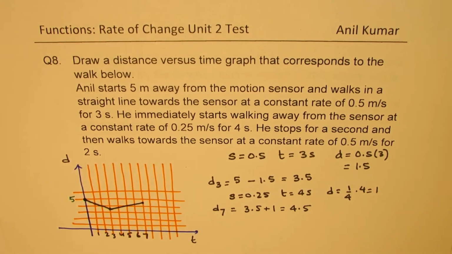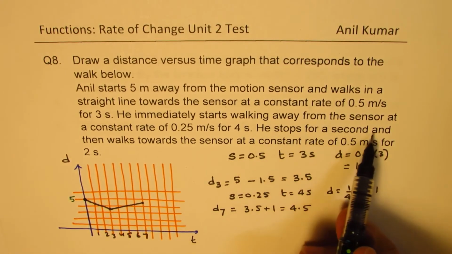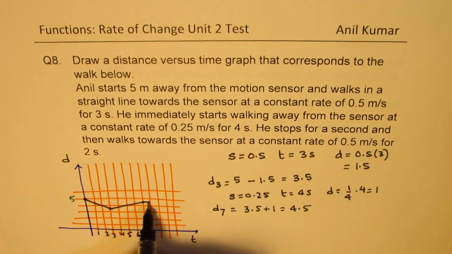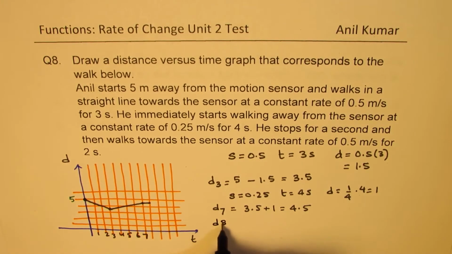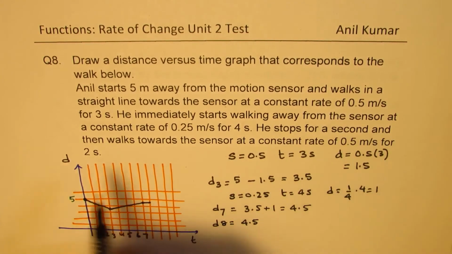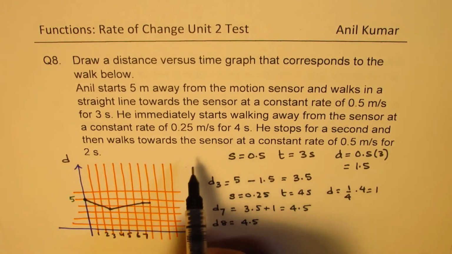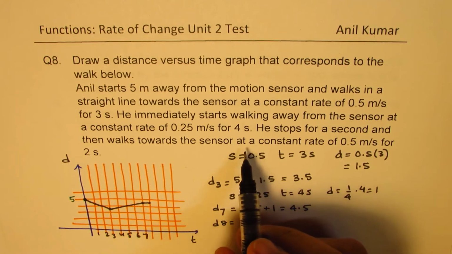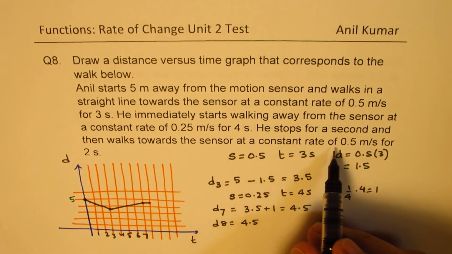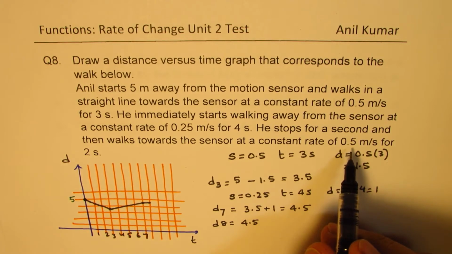He stops for a second, then he stops for 1 second. So again the distance is the same as 4.5. And then he walks towards the sensor at a constant rate of 0.5.